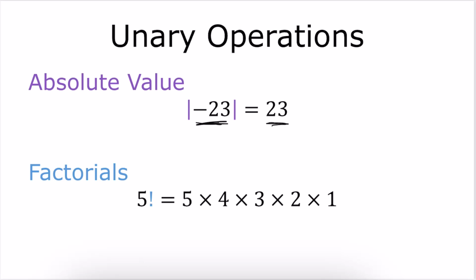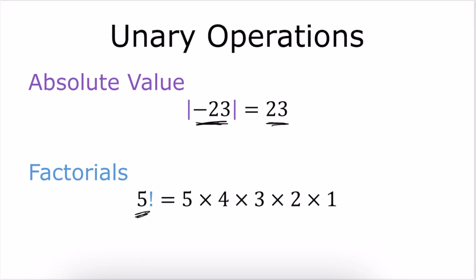Another example of a unary operation that isn't really used much in elementary school, but it is used later, is the idea of factorials. So a factorial takes a single number as an input, and the output is that whole number decreased by one until you get down to the number one, and you multiply all those whole numbers together. So this is really useful in combinatorics and probability and things like that. So we won't really be using it a lot, but I just wanted to give it to you guys as another example of a unary operation.